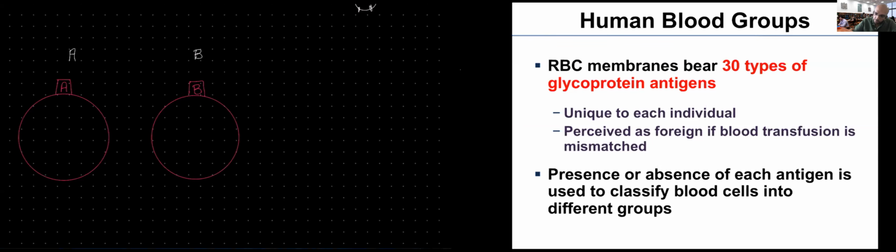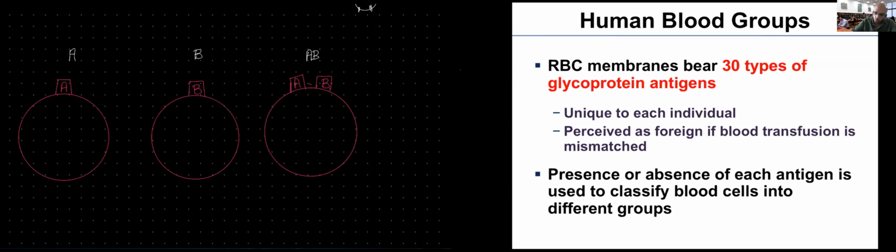Being a blood group type AB means that my red blood cells are presenting both antigen A and antigen B on their outer surface.